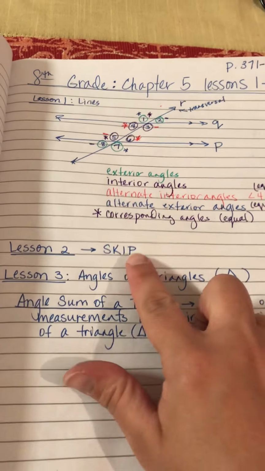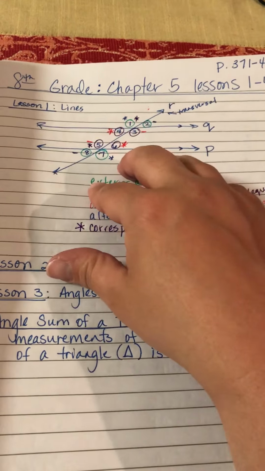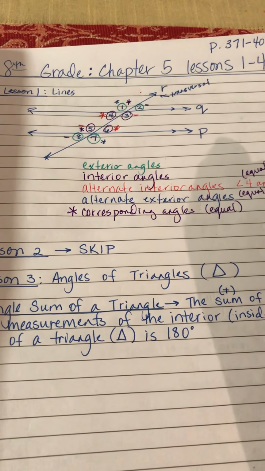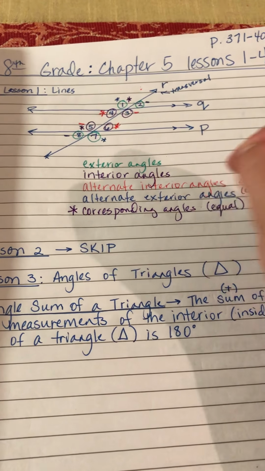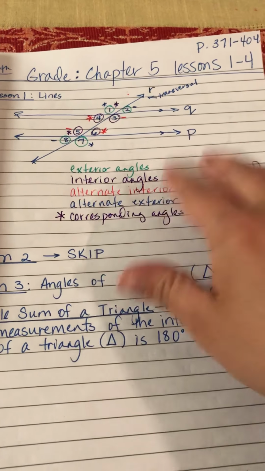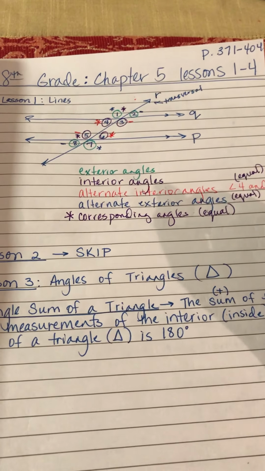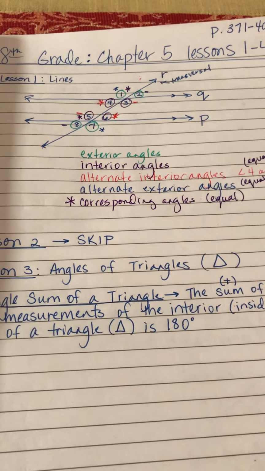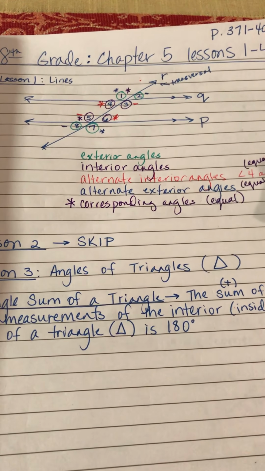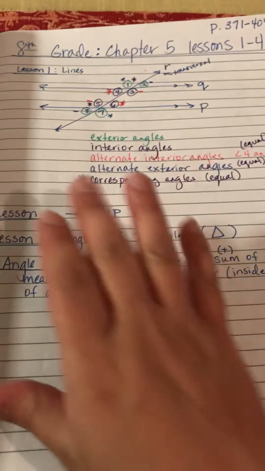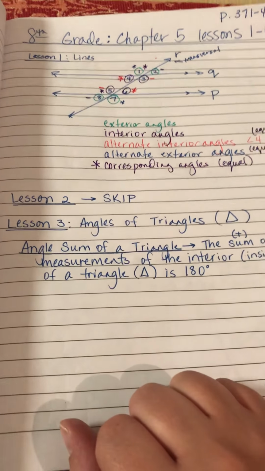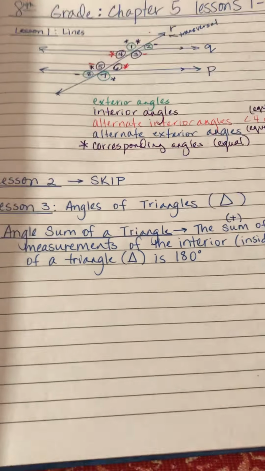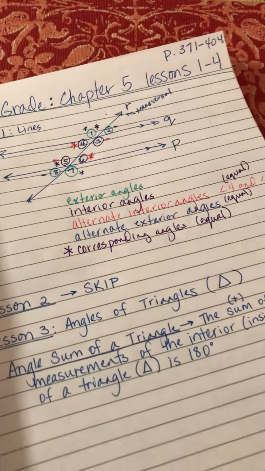Okay, we're skipping lesson 2. That's basically what we did in this lesson. There were some ones that gave you pictures and you had to find the angles, but if you know all of these and you know which ones are equal to each other and you also know the 180 degrees, then you can find any of the angles that are cut by the transversal. We're skipping lesson 2 because that's proofs and it's not our most important lesson, so we all skipped that one.